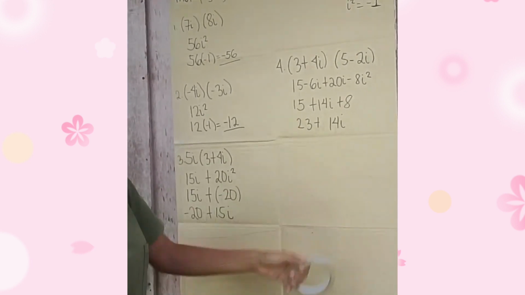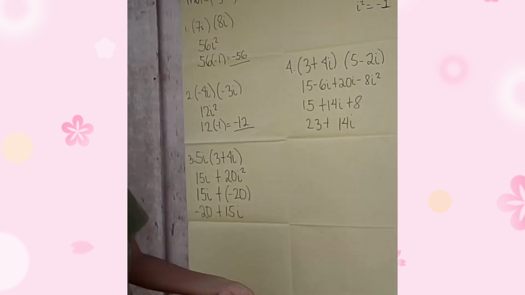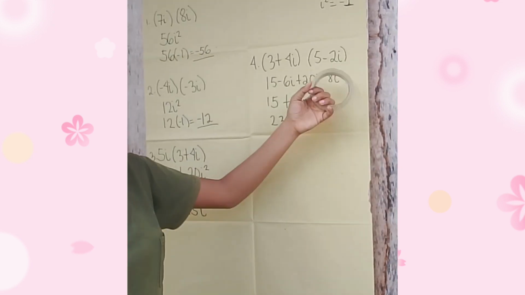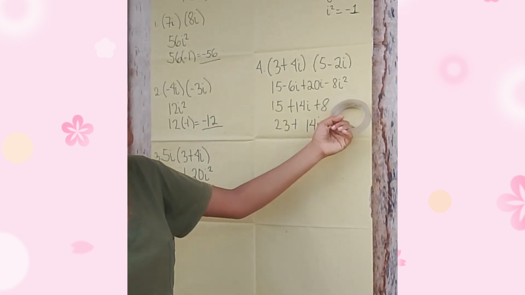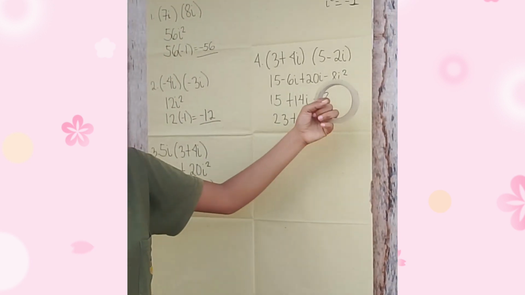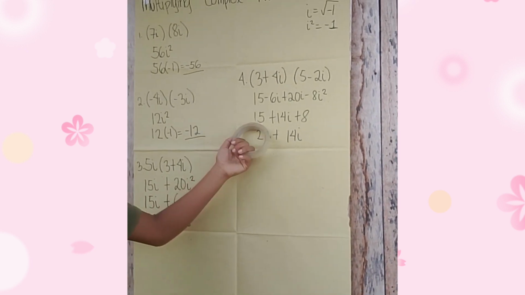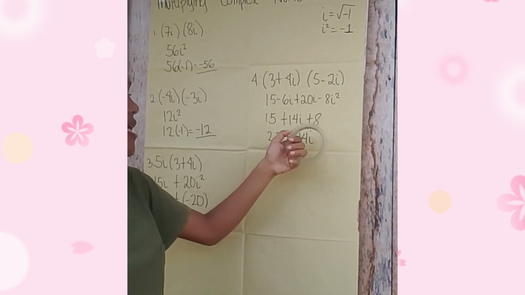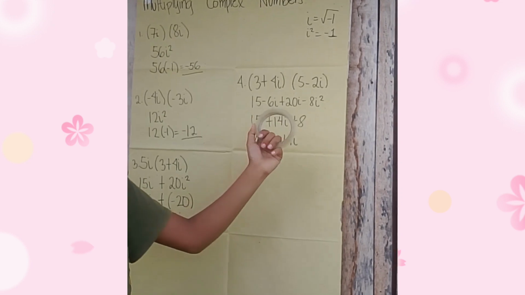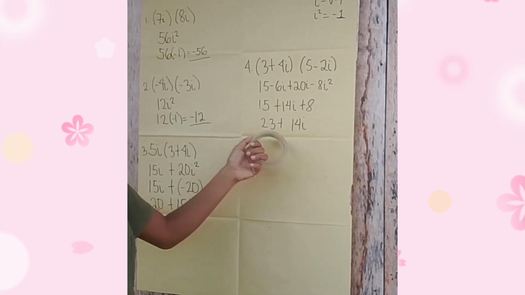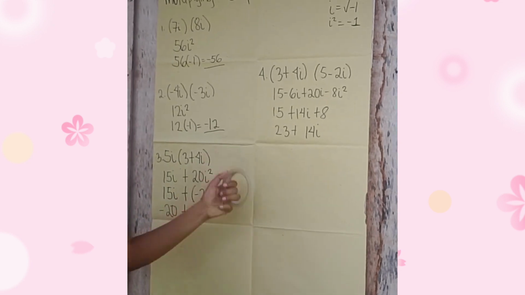Negative 6i plus 20i, we're going to subtract it. So 20 minus 6 is we have 14i. Then negative 8i squared, so i squared is negative 1, then negative 8 times negative 1 is positive 8. So we have 15 plus 14i plus 8. So 15 plus 8 is 23 plus 14i. So this is our final answer for number 4.